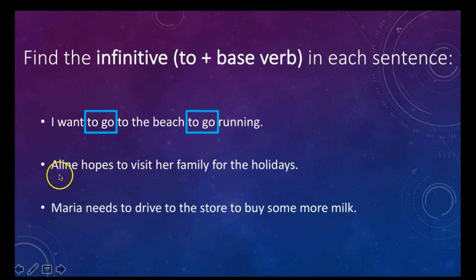Okay, number 2, Eileen hopes to visit her family for the holidays. The infinitive is to visit. And number 3, Maria needs to drive to the store to buy some more milk. The infinitive is to drive and to buy. Good. To the store is not an infinitive because there's no base verb. So remember, the infinitive is to plus the base verb. Okay.